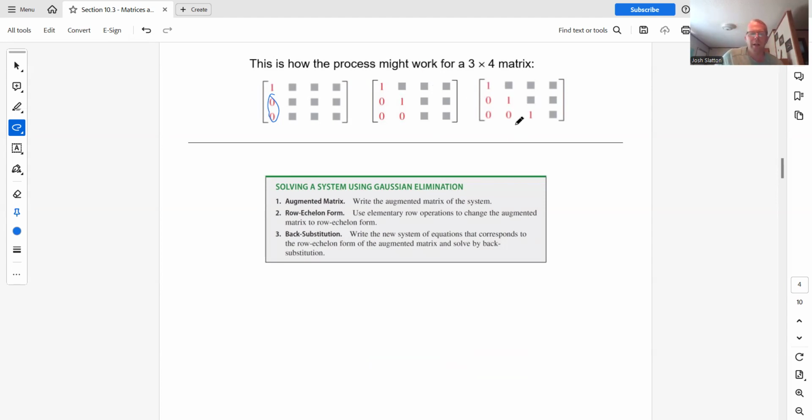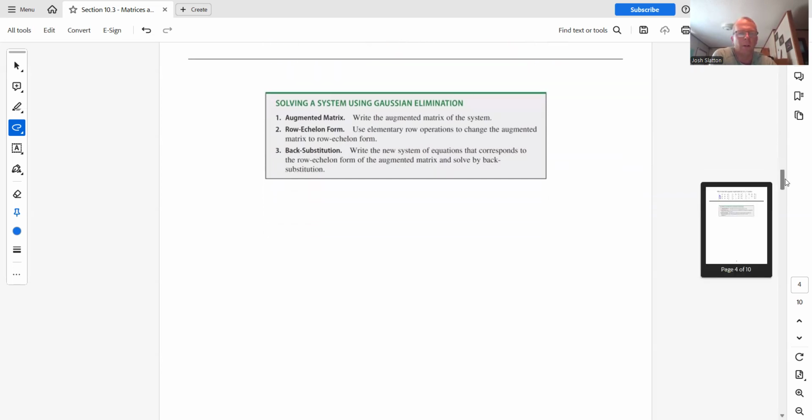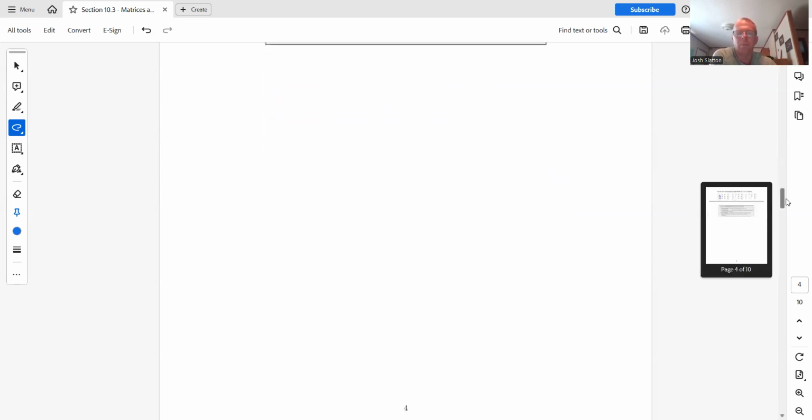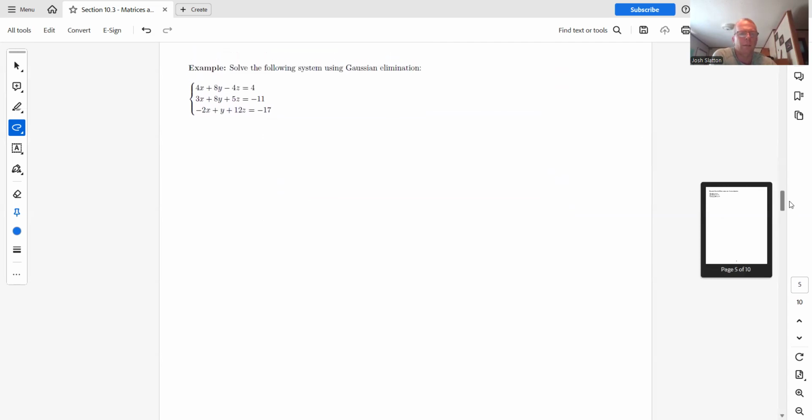Okay, so this is using a method called Gaussian elimination. Carl Gauss was a mathematician, I believe in the 1800s, and he pioneered a lot of things in math, and this is one of them. So the steps are basically what we did in the example in the last video. Write the augmented matrix, use the row operations to get to row echelon form, and then you back substitute to get the solution for each of the variables. So let's do another example using Gaussian elimination.